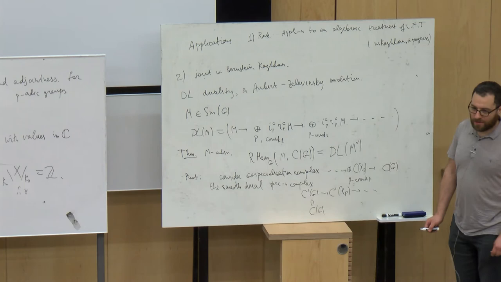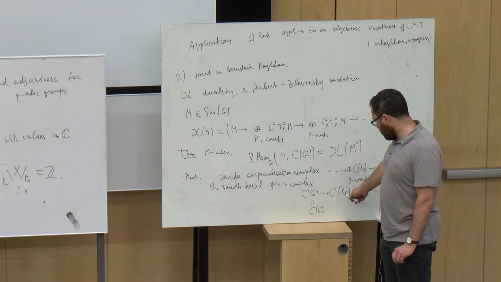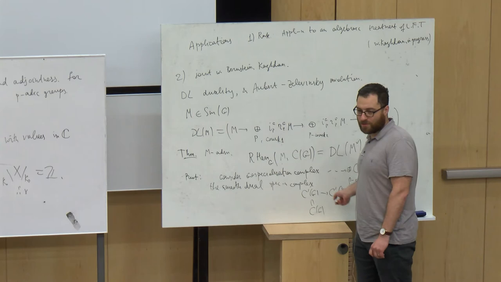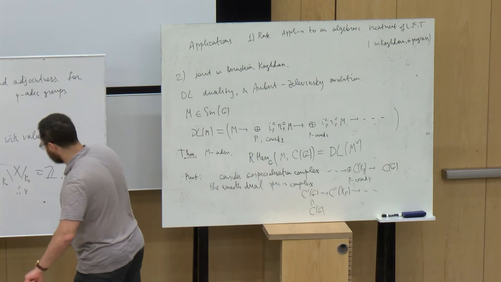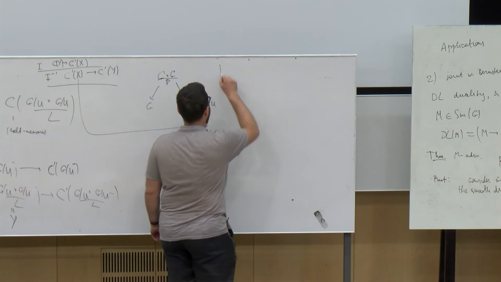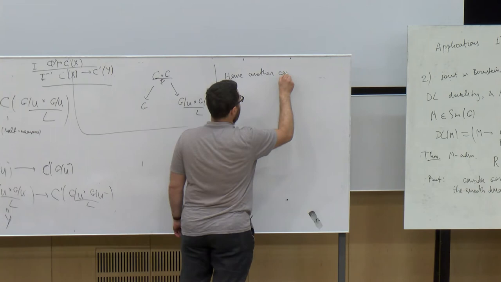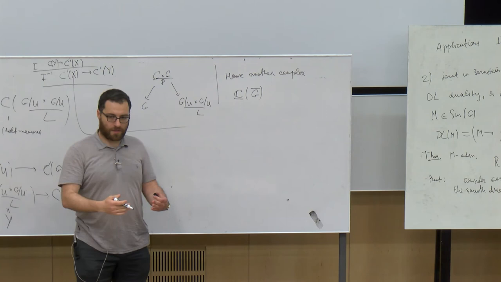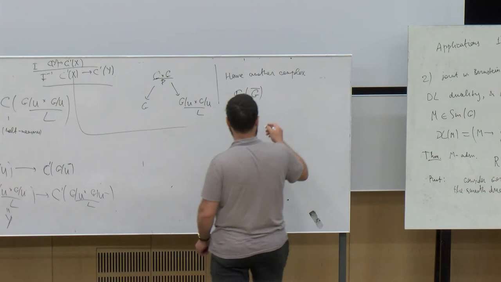But we can define another complex which is a quotient of this one, and for which, as long as you are homing from an admissible module, the Homs don't change, and the Exts don't change. And that is just the Cousin complex of the constant sheaf on G bar. So we have another complex. So you just take the constant sheaf on the wonderful compactification. You use the stratification that I described. And so we have a resolution.